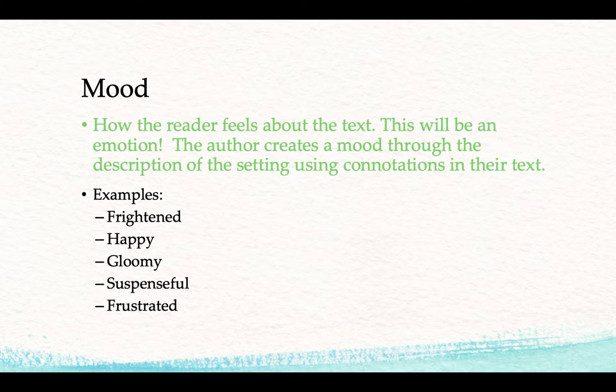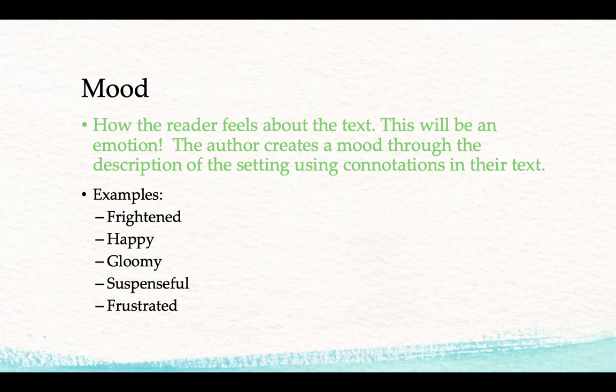So let's talk about mood. Again, this is about how you feel about the text. It's going to be an emotion word, just like with tones. They're all emotion words. And it's going to usually be created through the use of description of the setting and the connotation of the setting choices. So examples of different types of moods that you could potentially have might be a frightened mood, a happy or a gloomy or a suspenseful or a frustrated mood.